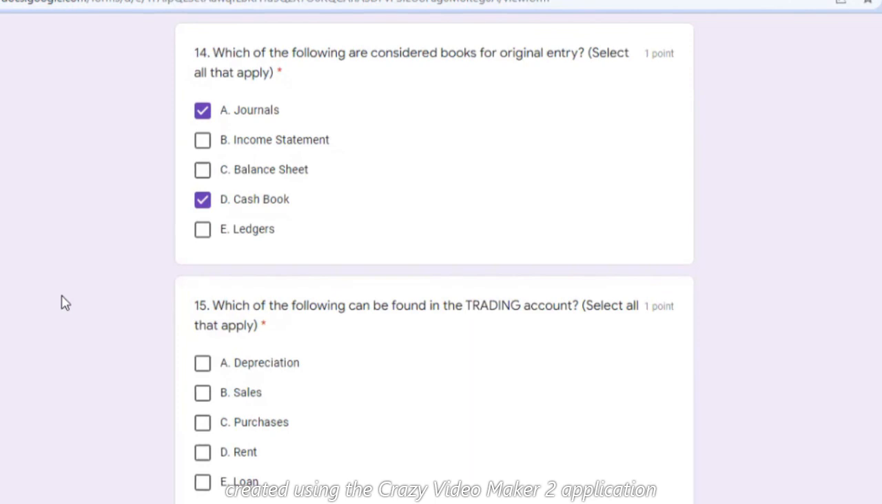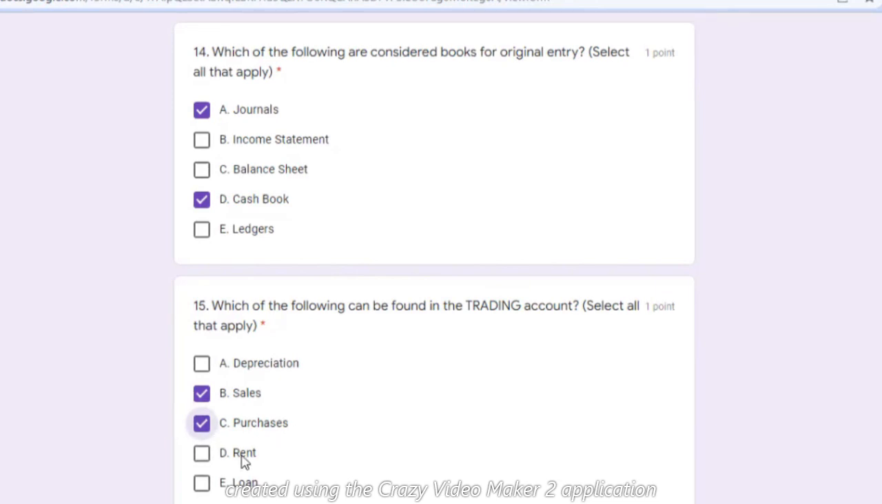So let's go. Is depreciation in the trading account? If you put your depreciation in a trading account, something is really wrong. Sales, definitely. Sales start it off, we're supposed to know that. Purchases, definitely, because we have to use the purchases figure. We find net purchases if necessary, or we just use the raw purchases figure.